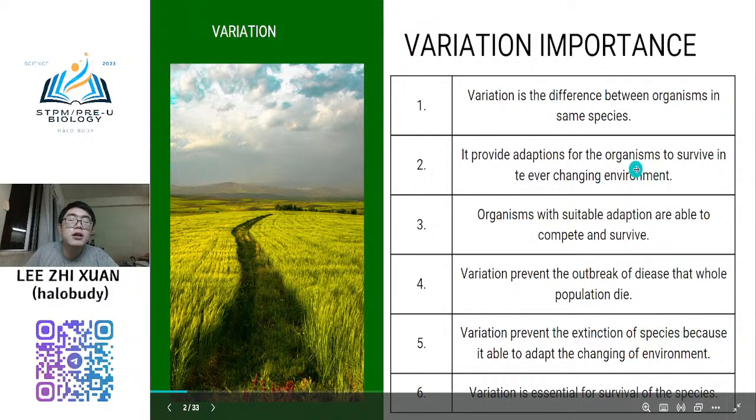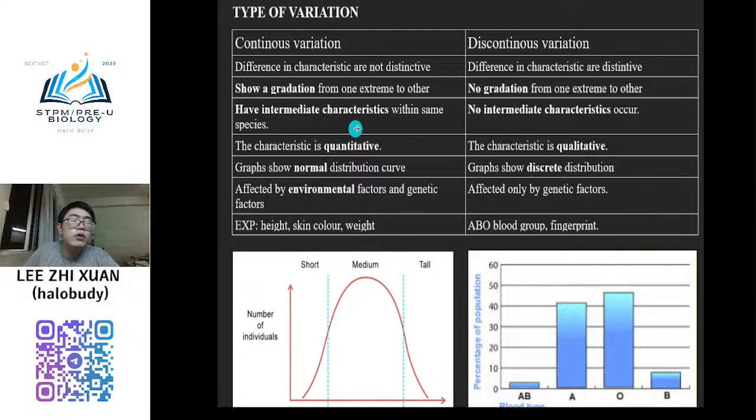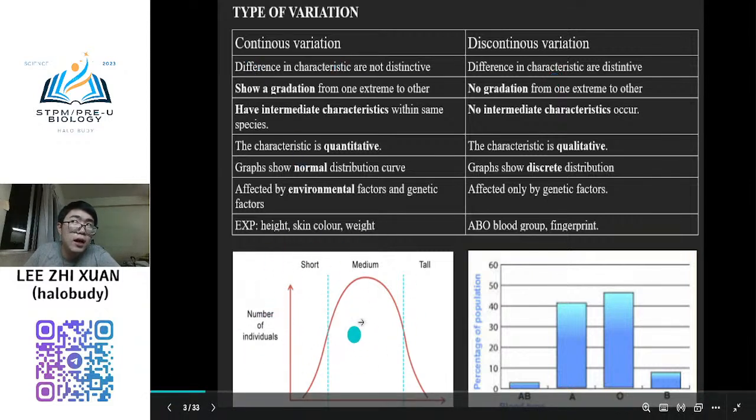So this is the importance of variation. You know that there are two types of variation, right? Either it's continuous or discontinuous. Normally continuous will give this bell curve shape, a normally distributed curve, and discontinuous normally uses a bar chart. So the main difference is this.